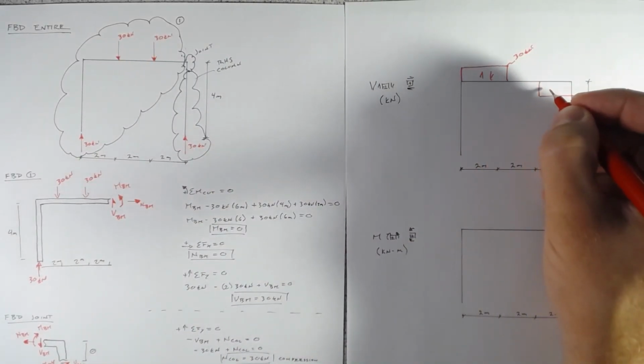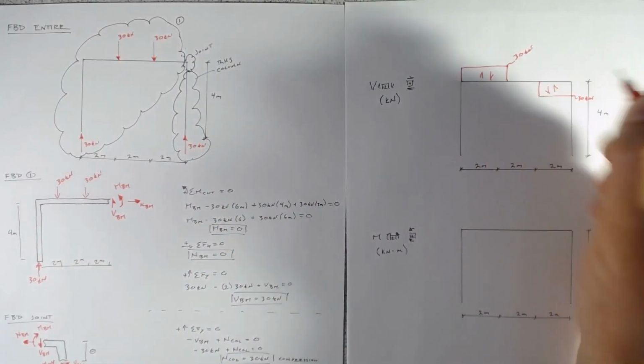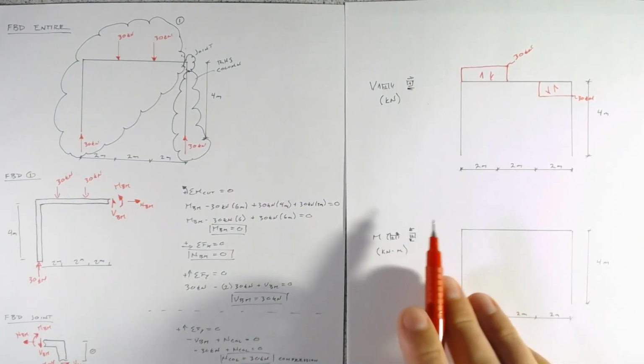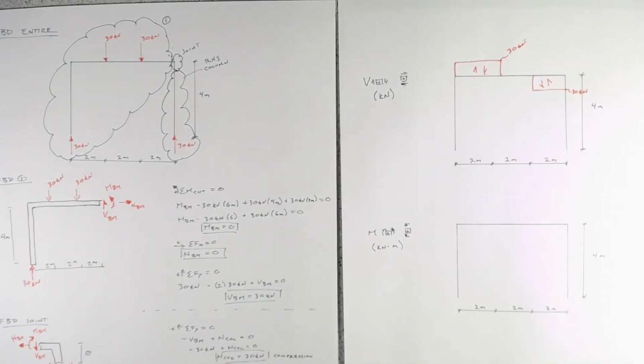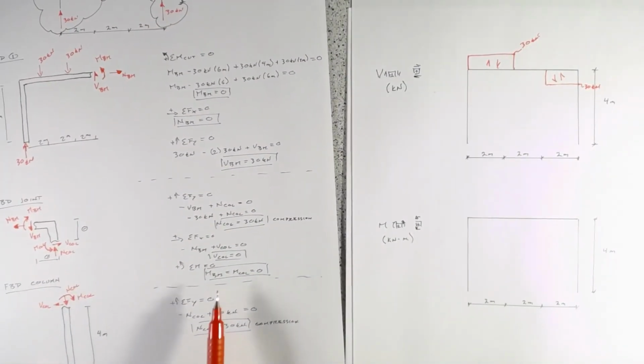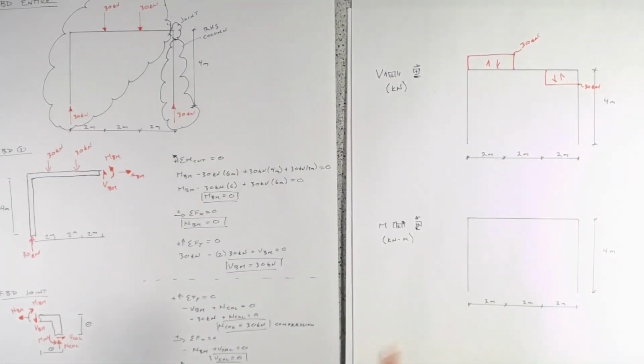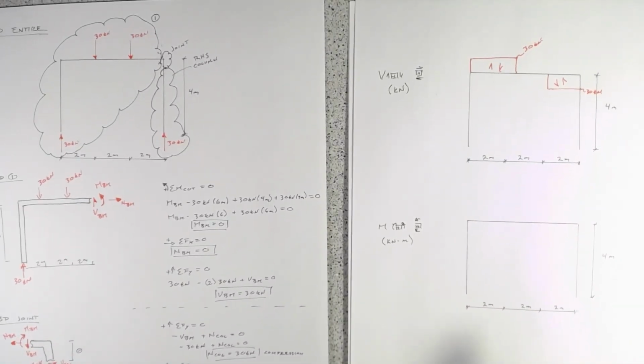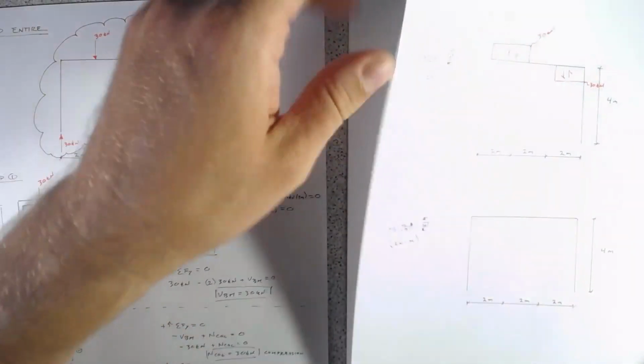And the shear directions will look like that. And that's it for the shear force diagram, because if you recall, we have the shear in the column equals 0. So that's all we need to do. Now, looking at the moment diagram.